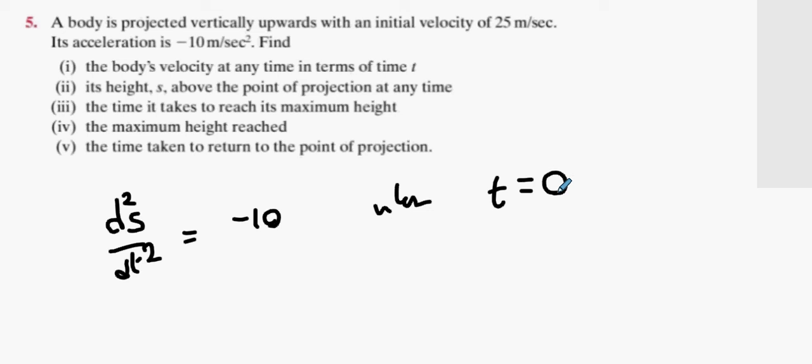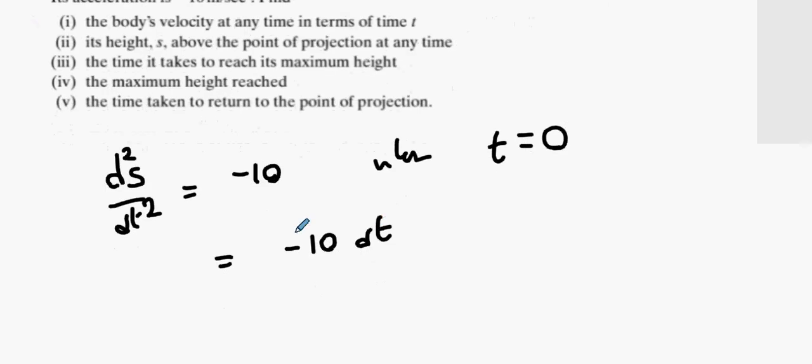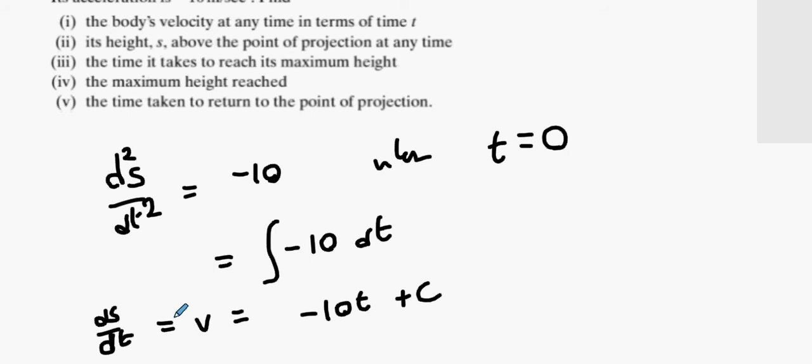Alright. So, we're going to integrate this, we're going to do minus 10 to t to find out its velocity, okay? So what happens there? What happens when you integrate this? You get minus 10t plus c, and this is its velocity, and velocity is technically the first derivative. Is that okay?